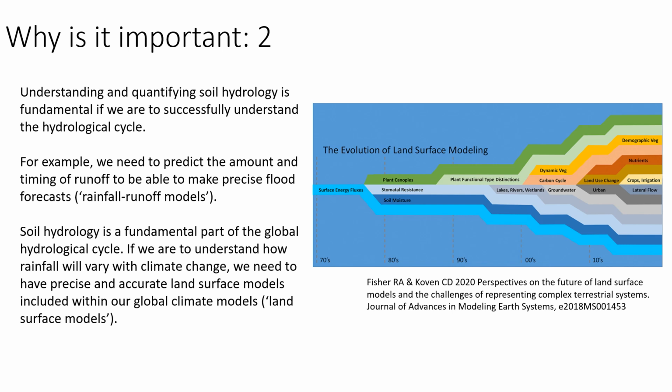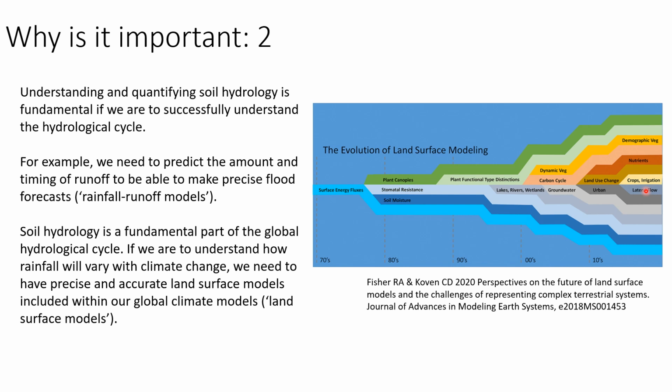And the figure on the right is taken from a review paper, a perspectives paper by Fisher and Koven in 2020. And it starts in the 1970s and goes through to the end of the 2010s. And it shows all the different parts of land surface modeling and how it evolved over time. So 50 years ago, land surface models only considered energy. Soil moisture came in the 1980s and continues to the current day. Lakes, rivers, and wetlands only became part of these land surface models around about the turn of the millennium. And then groundwater, land use change, cropping, lateral flow across the landscape has only come in the last decade.